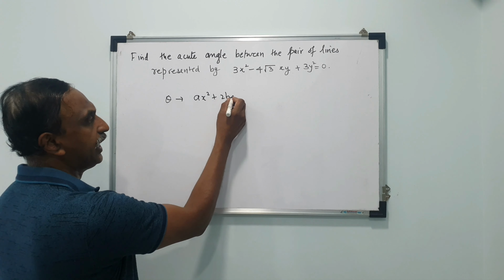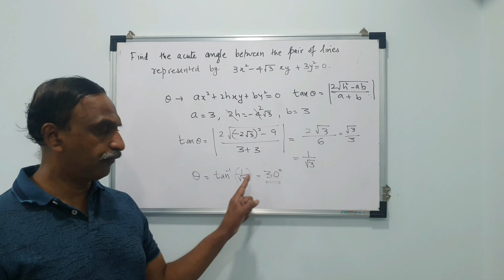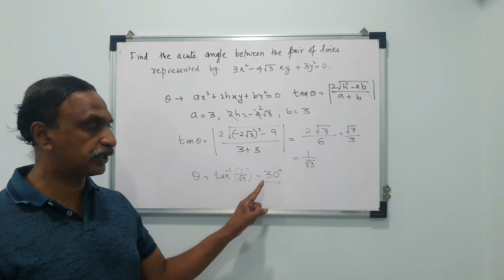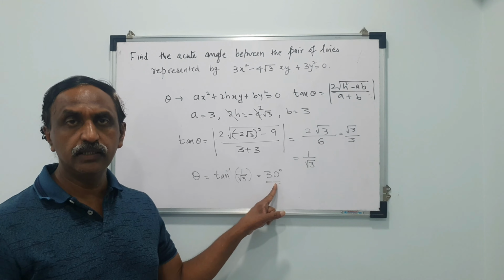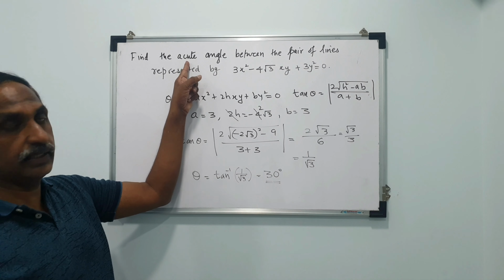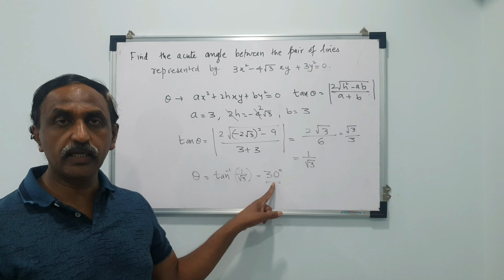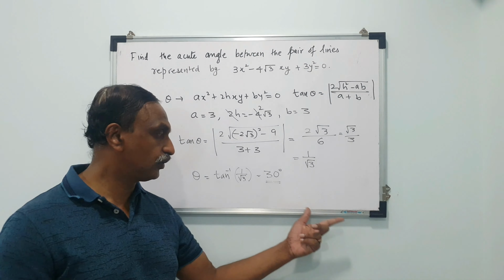If you do not get a perfect value, you can write tan inverse of whatever number you get. So in this problem, we have got a perfect value, one of the values of the special angle. So we can say here the angle is 30 degrees. Remember, we are calculating the acute angle. If 30 is the acute angle, naturally the obtuse angle is 180 minus 30, so 150 degrees.